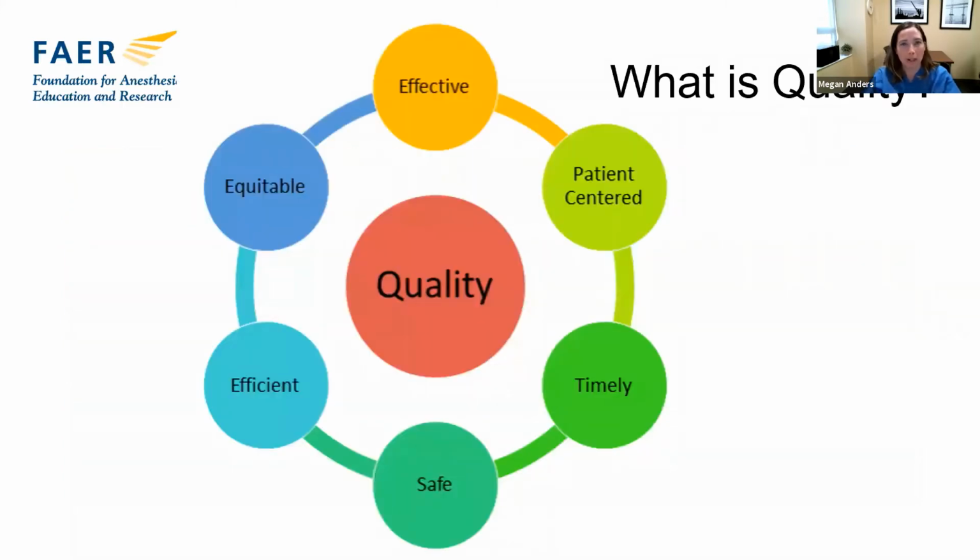So what is quality is really the most fundamental thing we need to talk about today. Quality healthcare has been defined as having these different domains, meaning if the research has to do with any of these, it can be considered to be quality research. So we talk about healthcare that is effective, patient-centered, timely, safe, efficient, and equitable. And so to do research on any of those would make you a quality researcher.